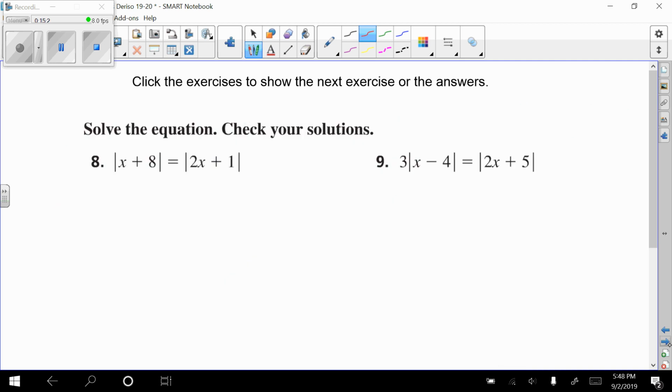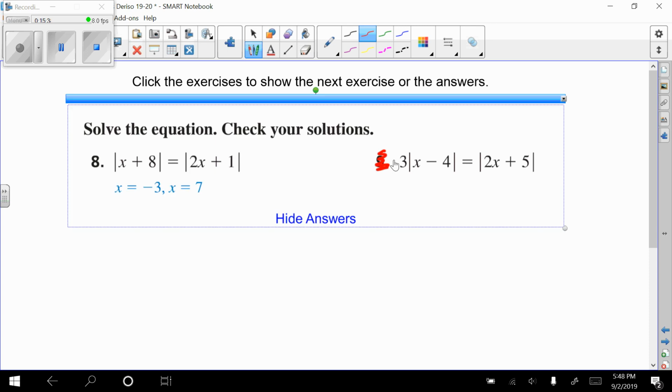All right, for your last example, I would like you please to do just number 8. So please work it out and then pause the video. Well, pause the video and then work it out, and you will have the answer in just a moment. All right, so x equals -3 and x equals 7 are your answers.